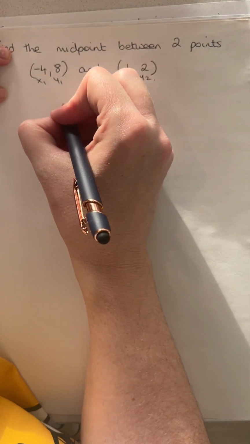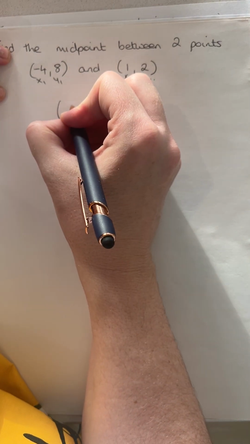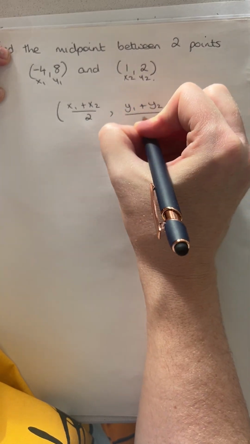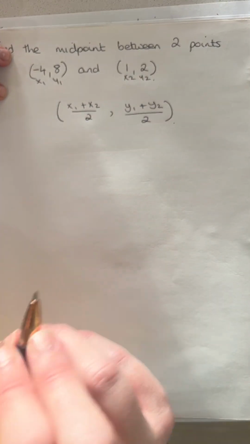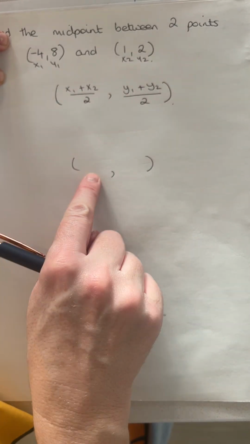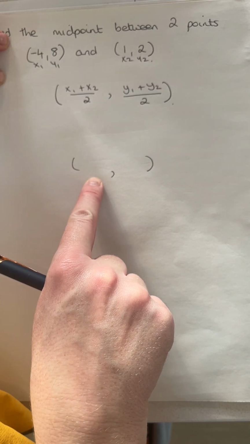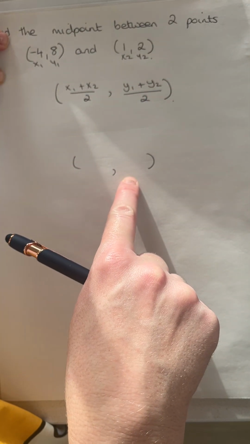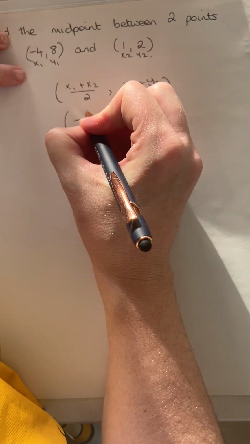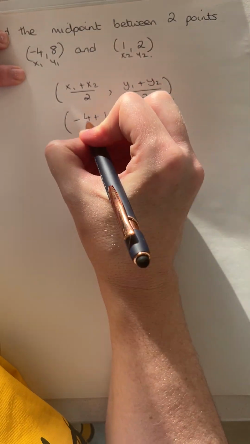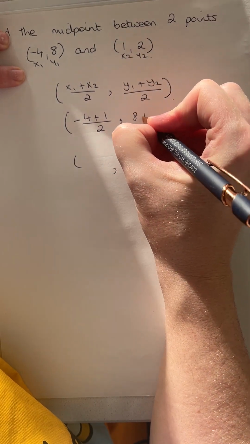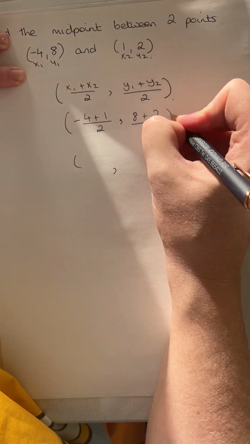Write down my formula, and start filling it in. Remember, we're looking for a point at the end. So we can work out the left-hand side to get the x coordinate of our point, and we work out the right-hand side to get the y coordinate of our point. So we have x1, so that's -4 plus 1 all over 2, and then y1 plus y2 all over 2.